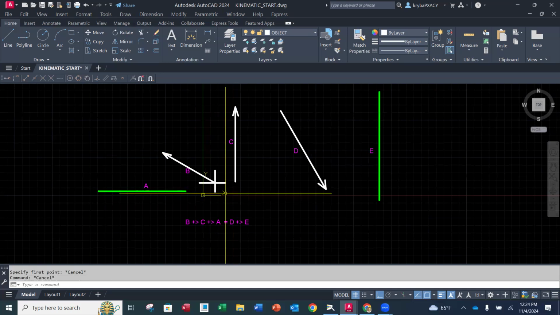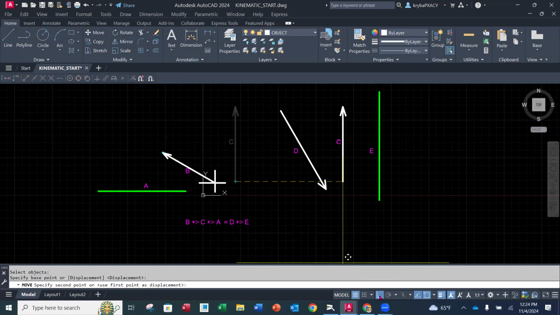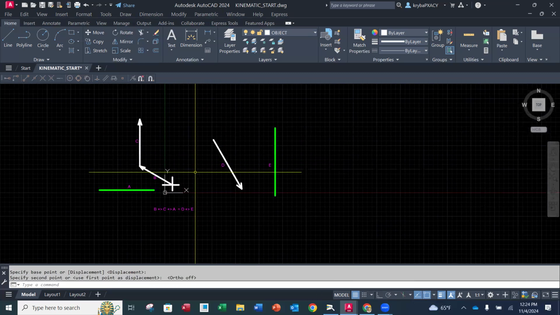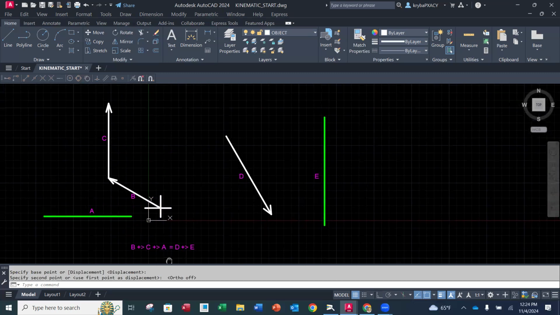So we're going to move C. I'm going to do its tail. Make sure you're grabbing endpoints. I'm going to turn my ortho off and endpoint there. Okay, so there's my B plus C. Okay, and now I'm going to add A. Now A, we don't know where it starts and finishes. We don't know where the arrowhead is. We don't know which is the tail or the tip. So all I'm going to do is I'm going to move A.